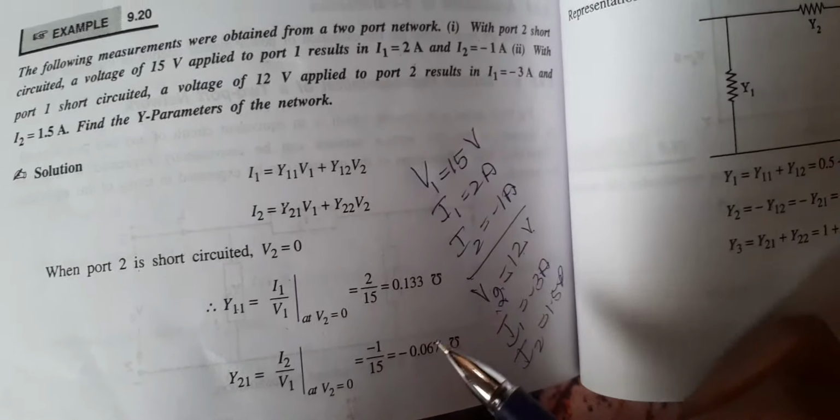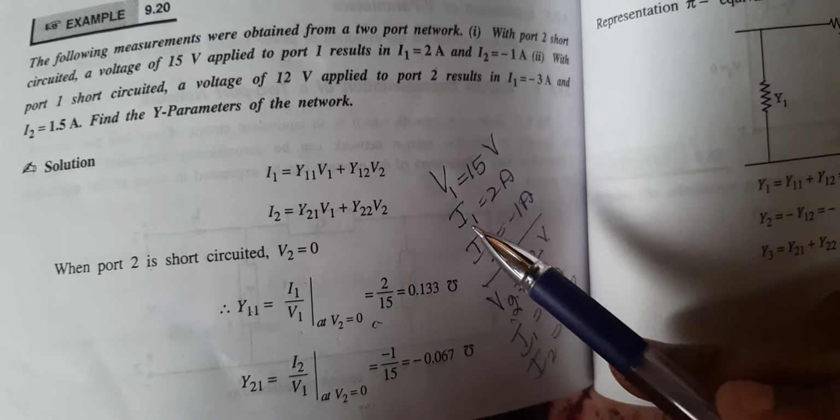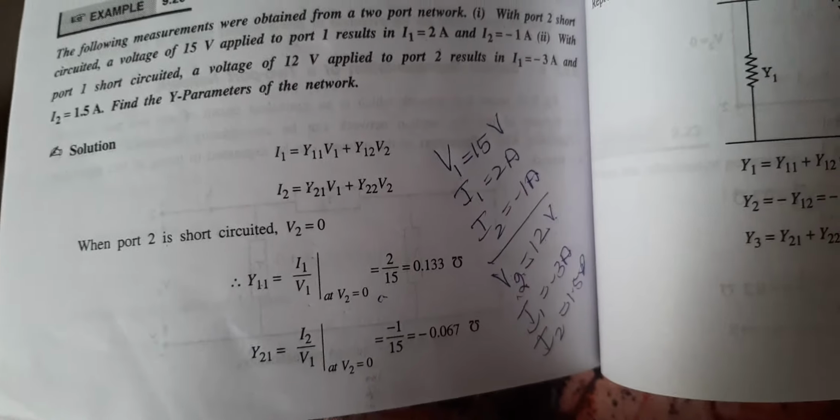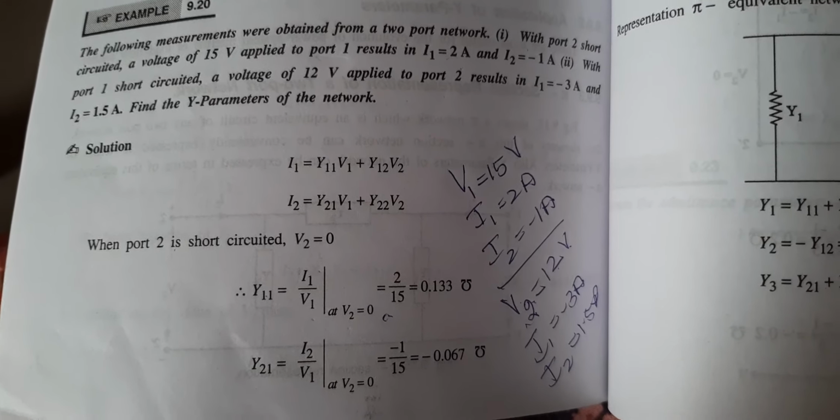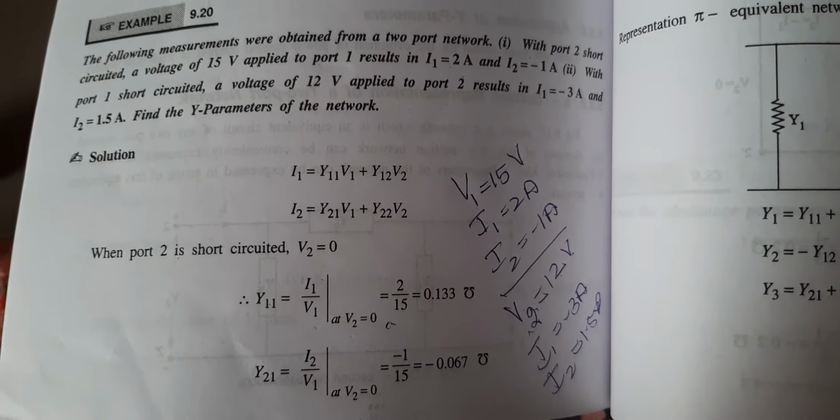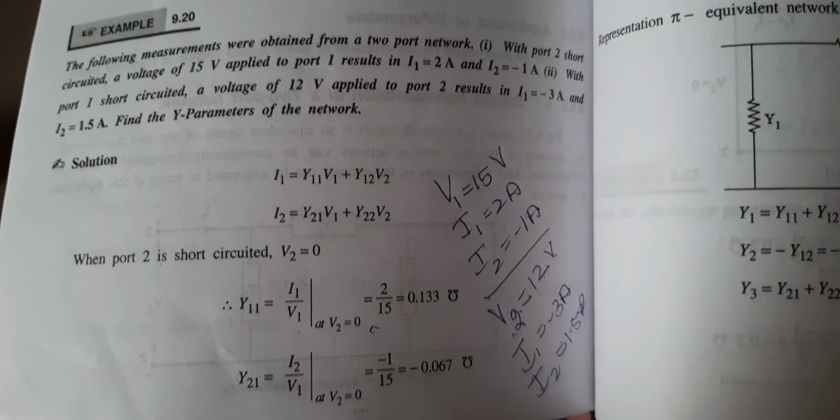1.5 ampere. So when V2 equal to 0, what is the value of I1? 2 ampere. What is the value of V1? 15 volts. So answer is 0.133 mho. Y21 is I2 by V1. What is I2? Minus 1. What is V1? 15 volt. Okay, so you got minus 0.067 mho.